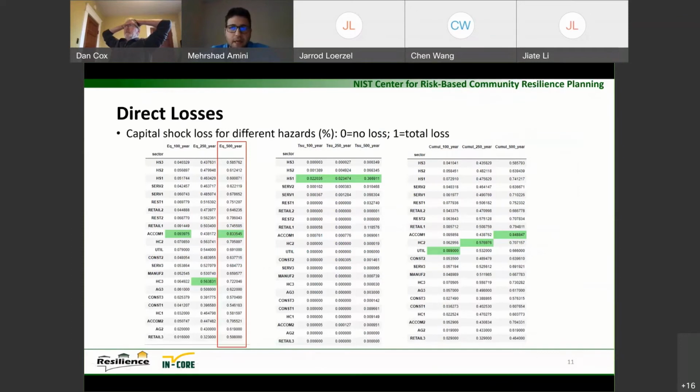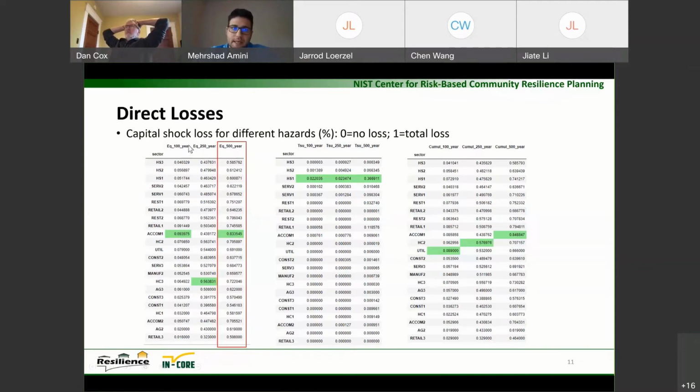In Seaside, because we have the hazard based on different recurrence intervals, we can have the capital shock loss for different hazards and different sectors. For example, the left figure shows the distribution of different sectors for earthquake, at 100, 250, and 500-year return period. The middle is the same for tsunami, and the right is for combined damage. For each column, we have the highlighted value, which shows the maximum loss.